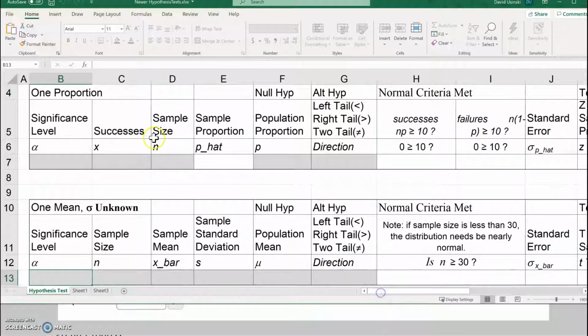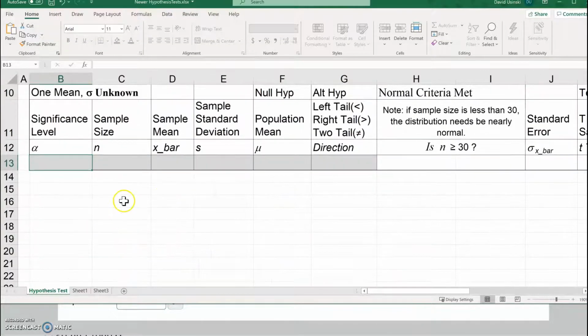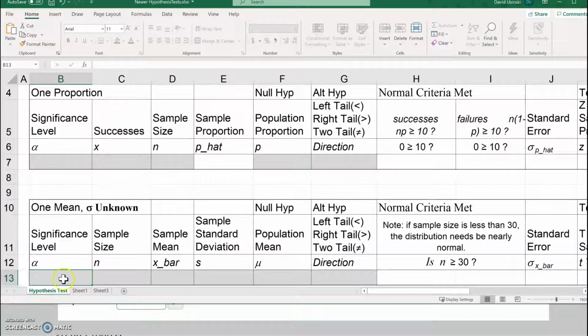Now I am doing means, not proportions, so I have to use the bottom one. I'm going to start here with the alpha level. According to the question, it was 0.05. It's asking me for a percent, so let me put 5% in there. Do you see the percent sign came up? So you have to put in 5%, not 0.05.